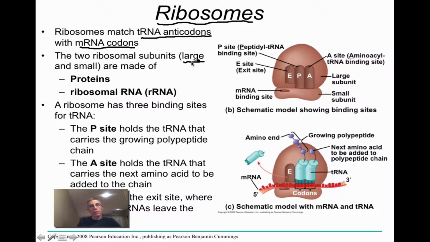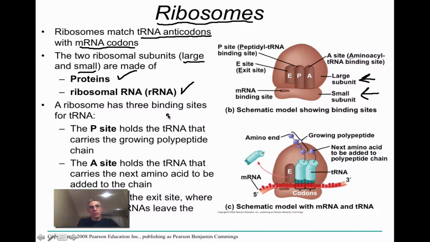Now, the ribosome itself is going to have two subunits. One of those is going to be large and the second is going to be small. And you can see both of these subunits being represented over here on the right. So again, this is going to be our large subunit, this is going to be our small subunit. Now when you think about the structure of a ribosome, it's going to be made up of two things. It's going to be made up of various proteins, and it's going to be made up of a third type of RNA called ribosomal RNA.